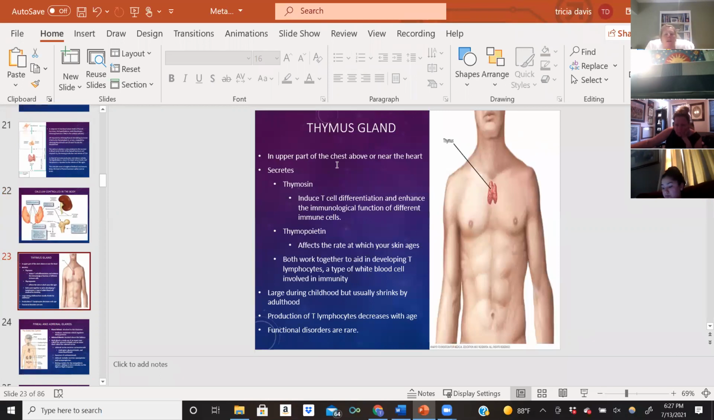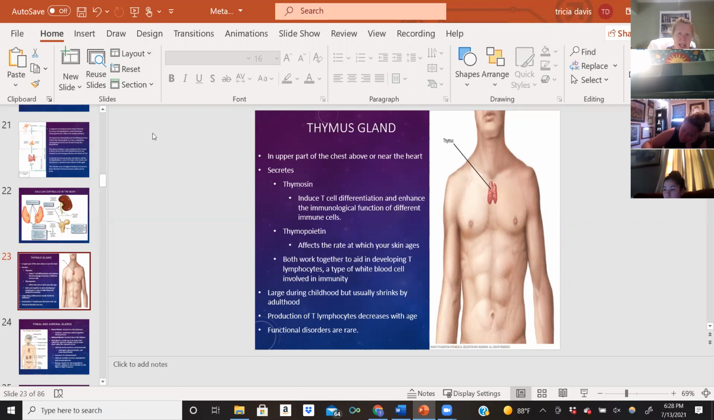All right, so a little further down from our thyroid gland is our thymus. Our thymus is going to be located in the upper part of the chest, above or near the heart. The thymus gland is responsible for secreting thymosin. Thymosin helps with T cell differentiation, and it enhances immunological function in the body. So basically it works with your immunity.